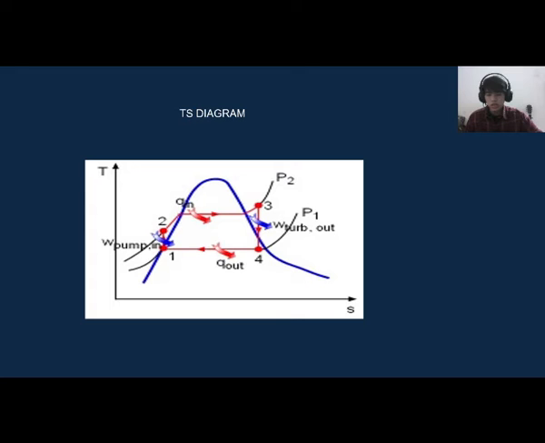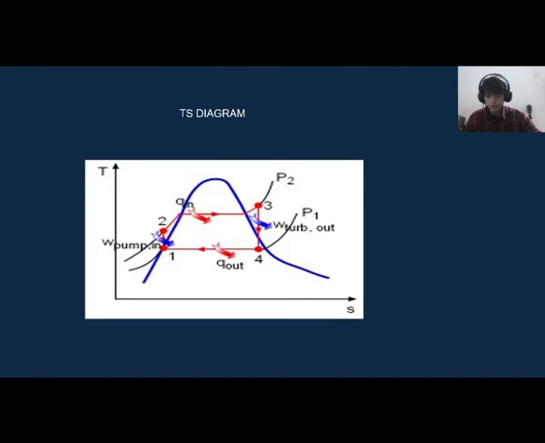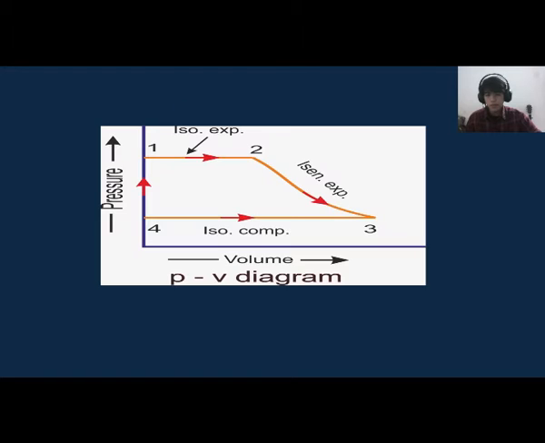This is the TS diagram. 1-2, isentropic compression in a pump. 2-3, constant pressure heat addition in a boiler. 3-4, isentropic expansion in a turbine. 4-1, constant pressure heat rejection in a condenser. And this is the PV diagram.